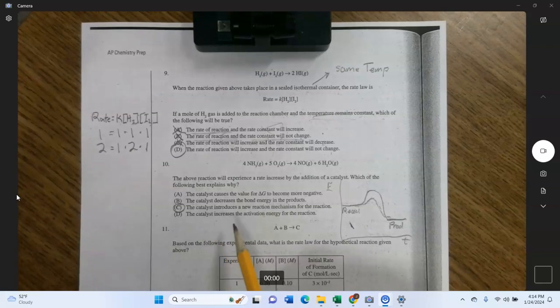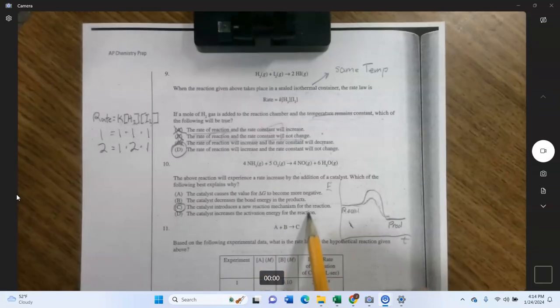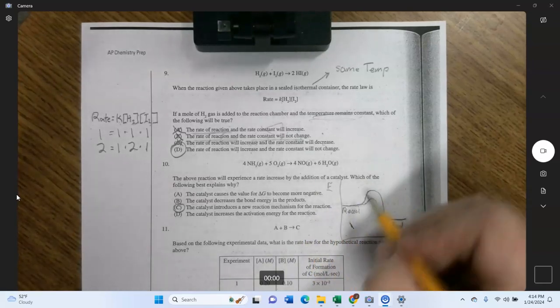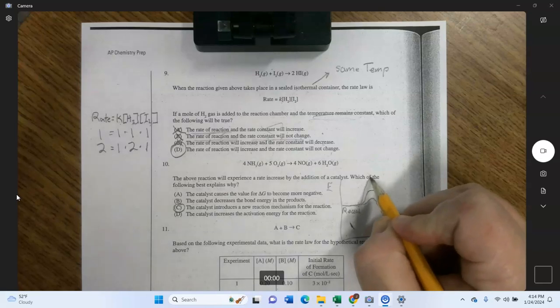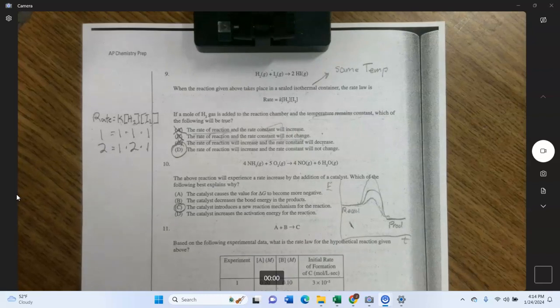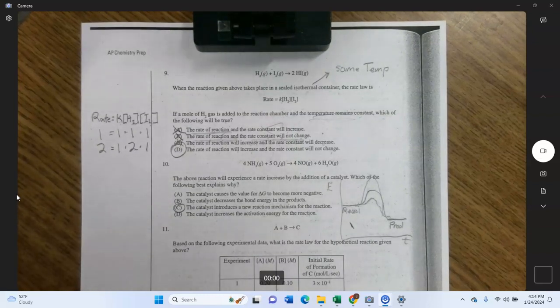Now the last one, the catalyst increases the activation energy. No, that's exactly the opposite. Remember, activation energy is bad. If you want the reaction to go forward, it's bad. Increasing would make that mountain that it has to climb over really high. So that's not a good thing if you increase the activation energy. So the answer is C. It introduces a new reaction mechanism for the reaction, okay? All right.